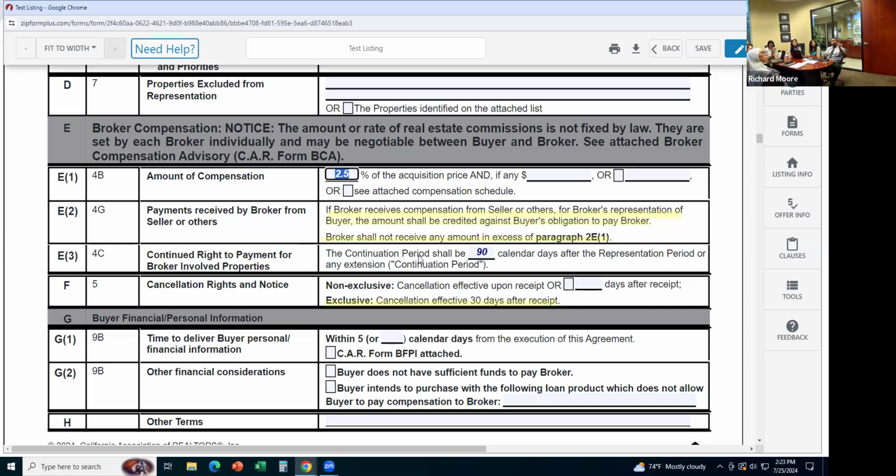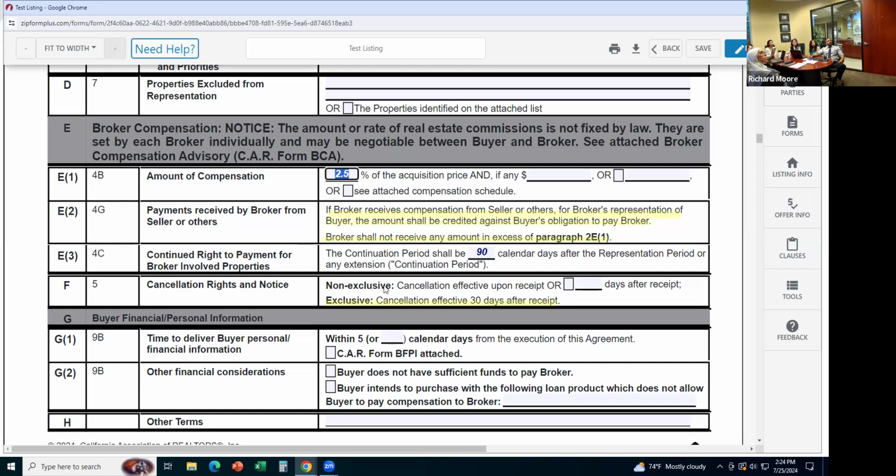So you have to provide them a list of those properties, right? After this is canceled, I think within 5 days of the cancellation or expiration. So you give them a list, and if they end up buying one of those properties, you're still entitled to a commission, up to 90 days. Past 90 days, they can go with whatever agent they want to. You guys understand that? Okay.